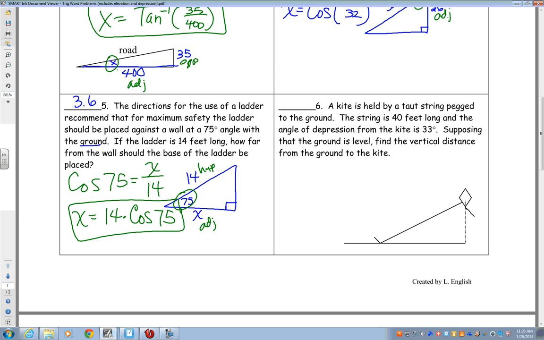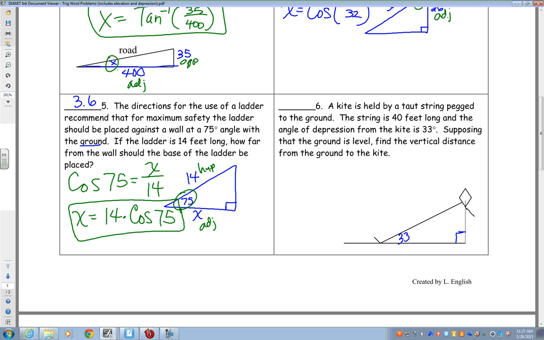All right, let's look at this last one together. A kite is held by a taut string pegged to the ground. The string is 40 feet long, and the angle of depression from the kite is 33 degrees. Suppose that the ground is level. Find the vertical distance from the ground to the kite. So 33 has to be at the bottom, because it has to be with the horizontal. I know it says depression, but it's got to be with the horizontal line. Get in the habit of making sure it's at the bottom left if you draw your triangle here.